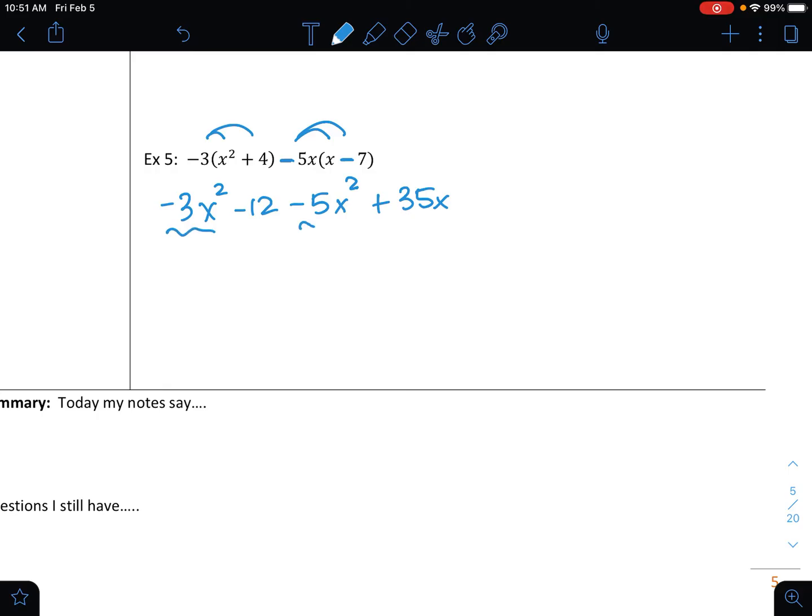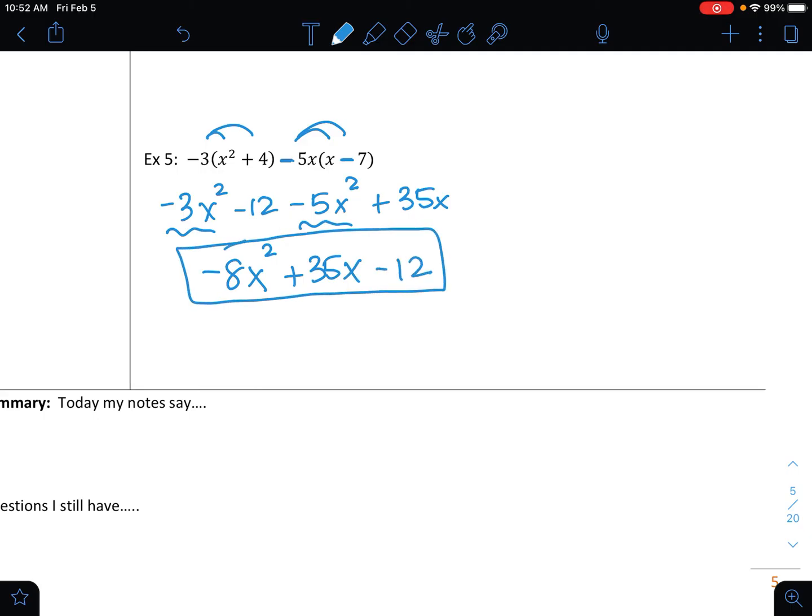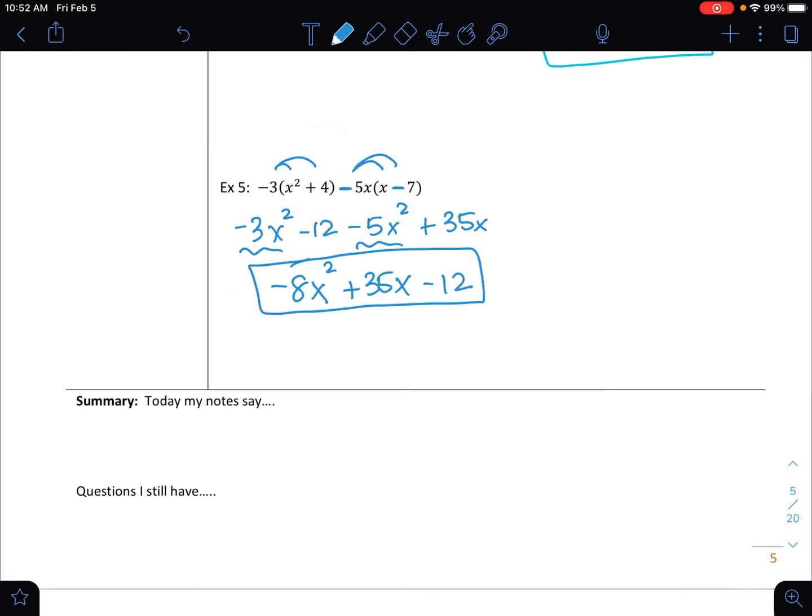So I've got two sets of x squareds. So negative 3 minus 5 is negative 8. And it's just negative 8x squared. I will then bring down the one with just x on it, so plus 35x and then minus 12. So general rule of thumb, we usually write things in standard form, even if the directions don't say.